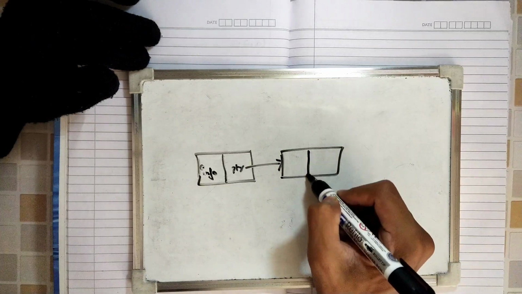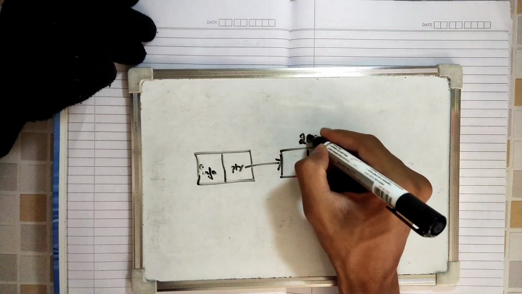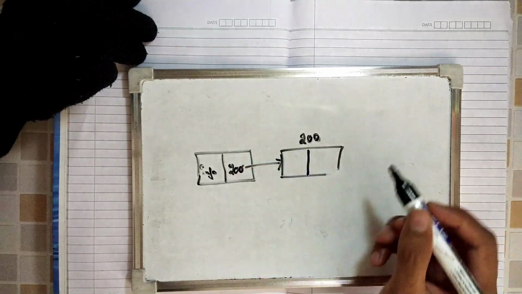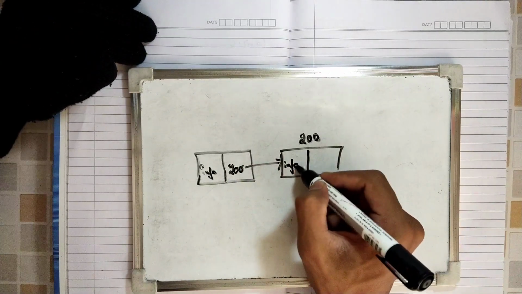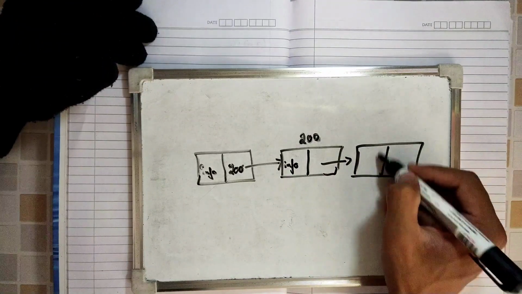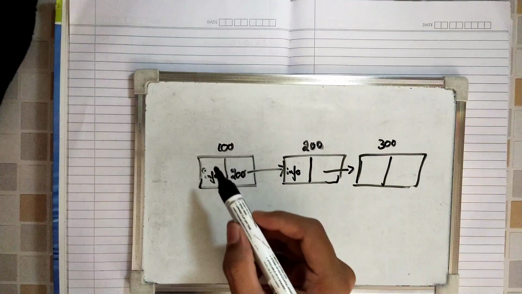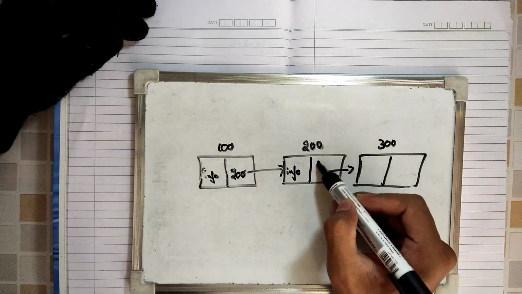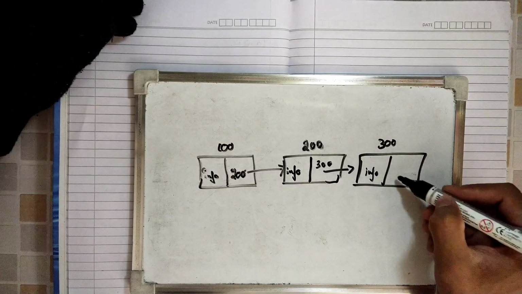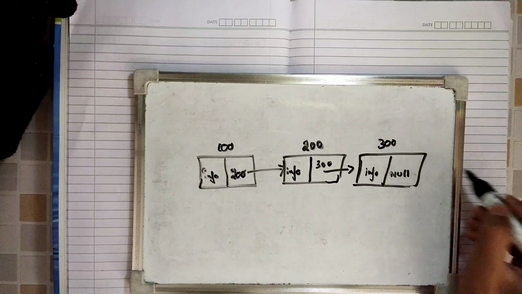Okay, so suppose this node's address was 200. So that address will be here, and here again info. Let me take 3 nodes, then it should be simple and easy. So this one's address was 300, and this one's address 100. And here 300, now this 300 should be here, and here some info will be there. Now here what will be there? Here null, because there is no other field after this.